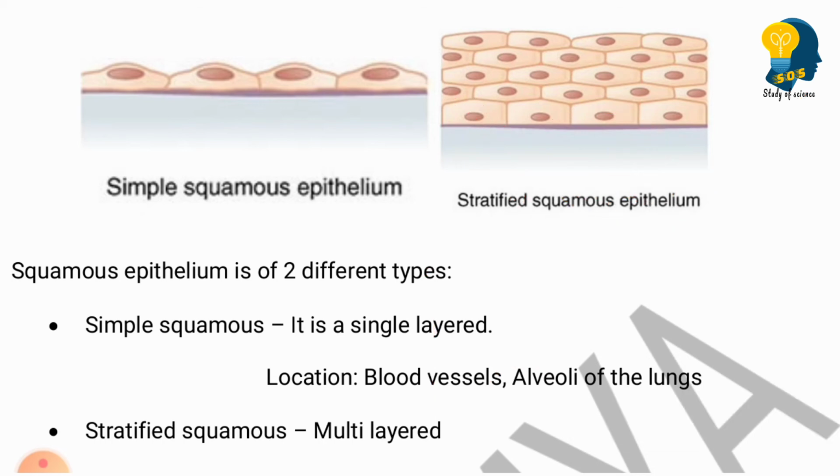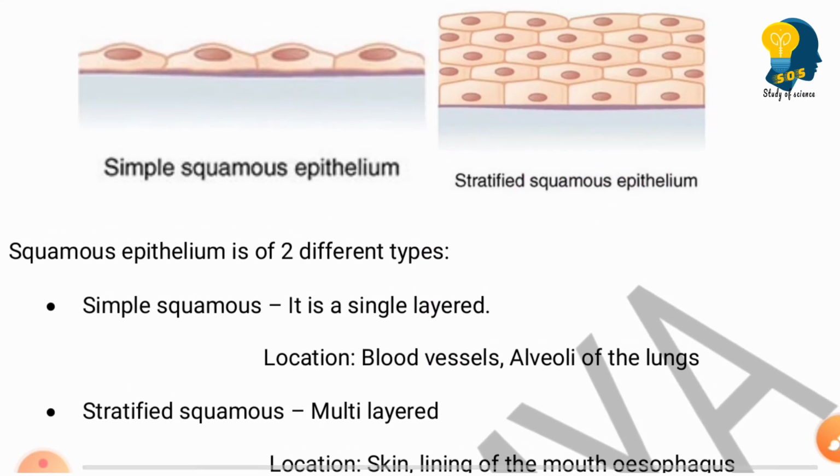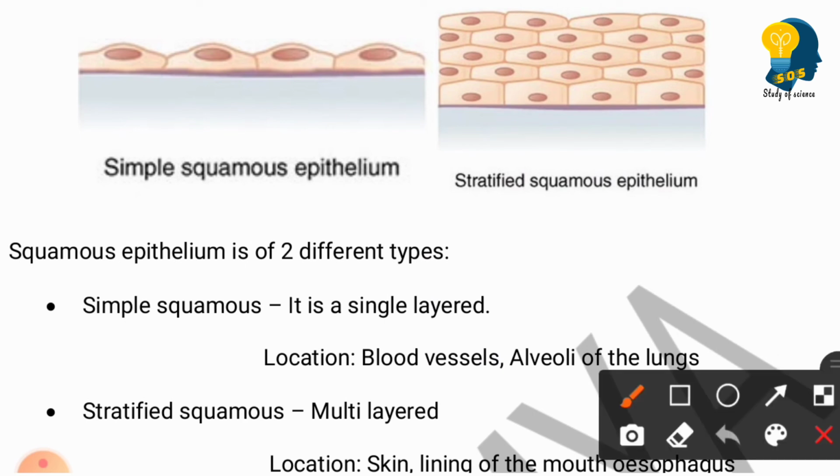Clear? Next, let us understand the stratified squamous epithelium. It is a multi-layered tissue. You can observe here, when I say simple, it has only one layer, a single layer. When I say stratified, you can observe there are many layers. So it is multi-layered tissue. You can observe 1, 2, 3, 4, there are so many layers. It is present in the skin.